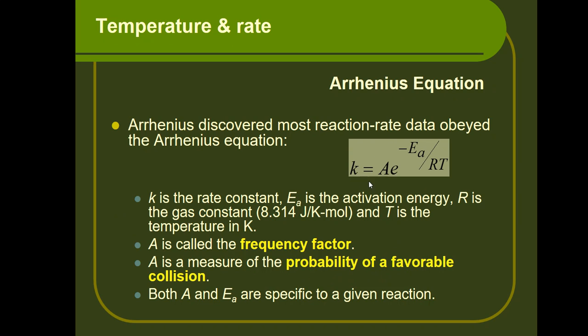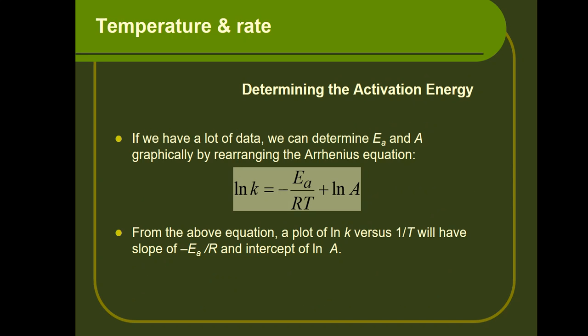So the Arrhenius equation itself allows you to measure two things separately: the fraction of molecules having equal or greater activation energy, which is the exponential part, and the probability of a favorable collision. Both A and E sub A are specific to a given reaction, meaning if we change the system, the activation energy and the pre-exponential factor will have different, unique values.